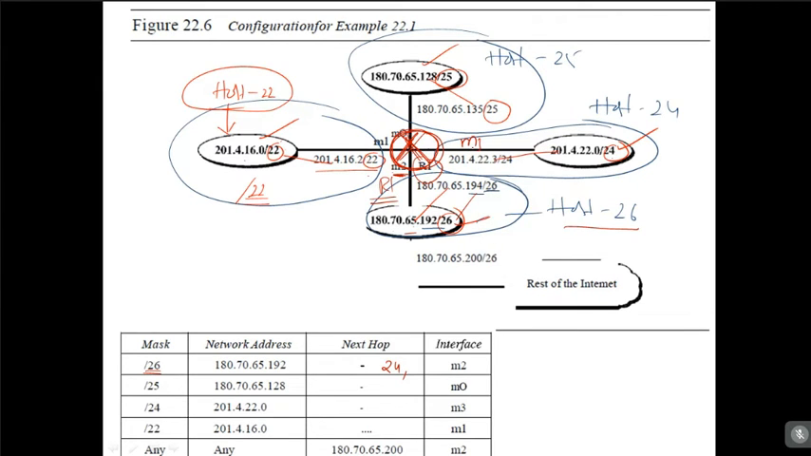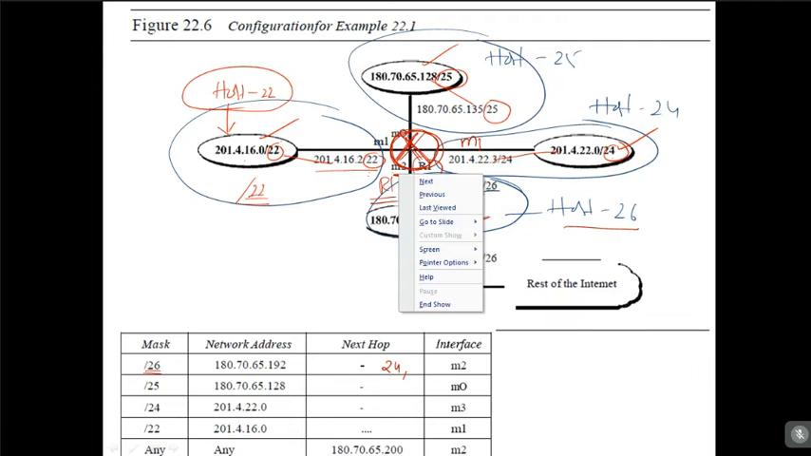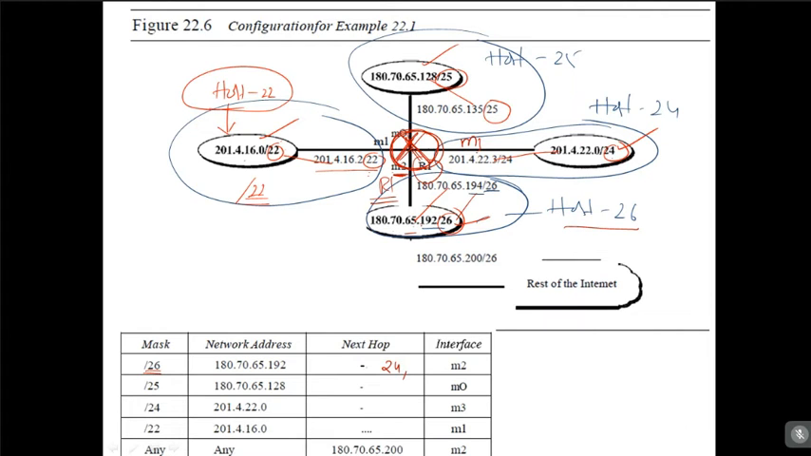Through which interface is the data available at R1? M2. Why? Because for 26 the interface is given as M2. So through the M2 interface the data is available at R1. సపోజ్ ఇప్పుడు నెక్స్ట్ హోప్ అనేది 24 అనుకోండి, 24th డివైస్ కి హోస్ట్ కి వెళ్ళాలి. సో అప్పుడు వాట్ ఈస్ ద ఇంటర్ఫేస్ ఇట్ హ్యాస్ టు యూస్?